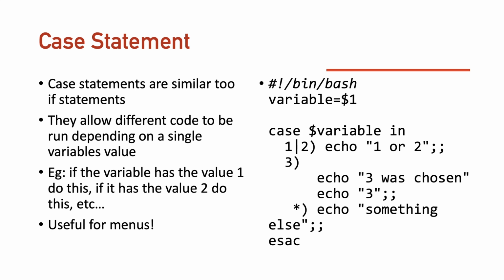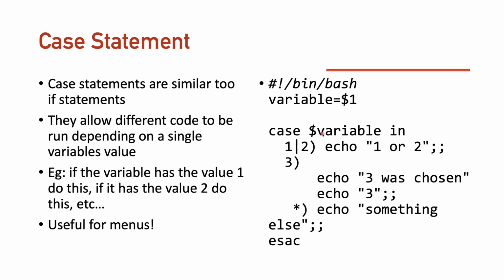Case statements are similar to if statements, but they allow different code to be run depending on the value of a single variable rather than many. For example, if the variable has the value 1, do this. If it has the value of 2, do this. So if you want to do a menu style, this is how you'd make a menu. Here we've set our variable to be the first parameter. So we can do a case variable in. This sets up the case statement, and this is the variable name. And then these are our values.